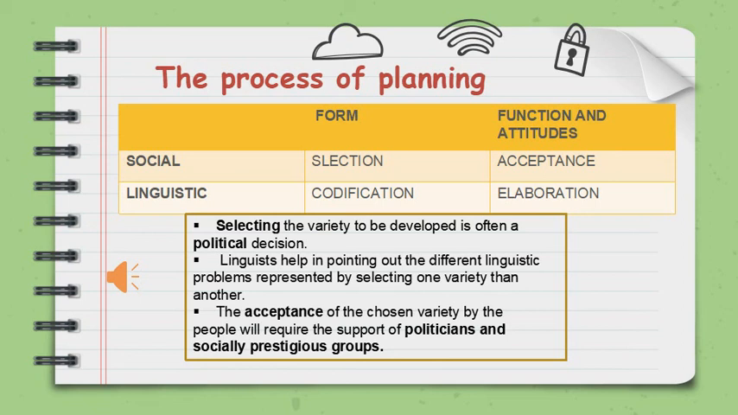Selecting one code to be developed is often an entirely political decision, even though linguistics might point out the different linguistic problems presented by selecting one variety rather than another. Acceptance by the people will generally require endorsement by politicians and socially prestigious groups. So, selection and acceptance are steps which involve social and political factors. Codification and elaborating the codes to handle a wider range of functions are, by contrast, essentially linguistic processes.